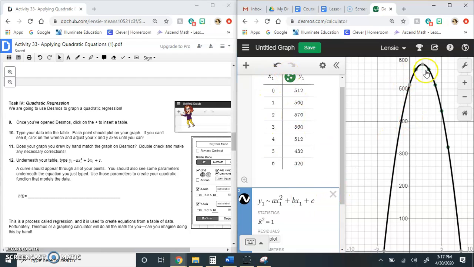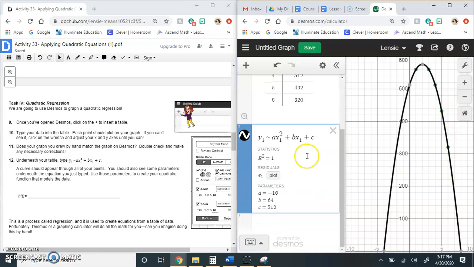Okay, so it created my parabola for me, as you can see, and then it gives me this information down here. So we're not going to get too much into the statistics aspect of it, but it says a curve should appear through all of your points. You should also see some parameters underneath the equation you just typed. Use those parameters to create your quadratic function that models the data. So now we're ready to write in that function that it has given us, this quadratic function.